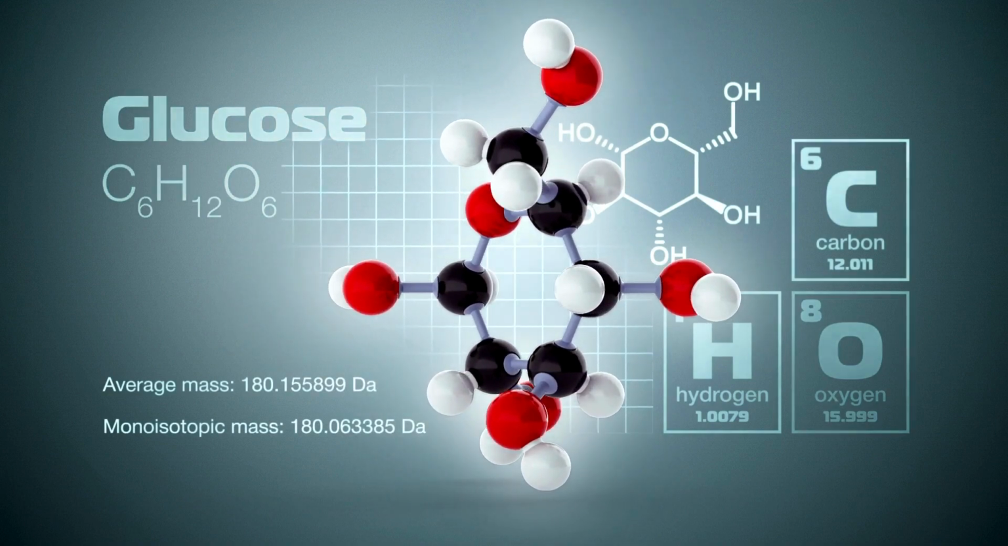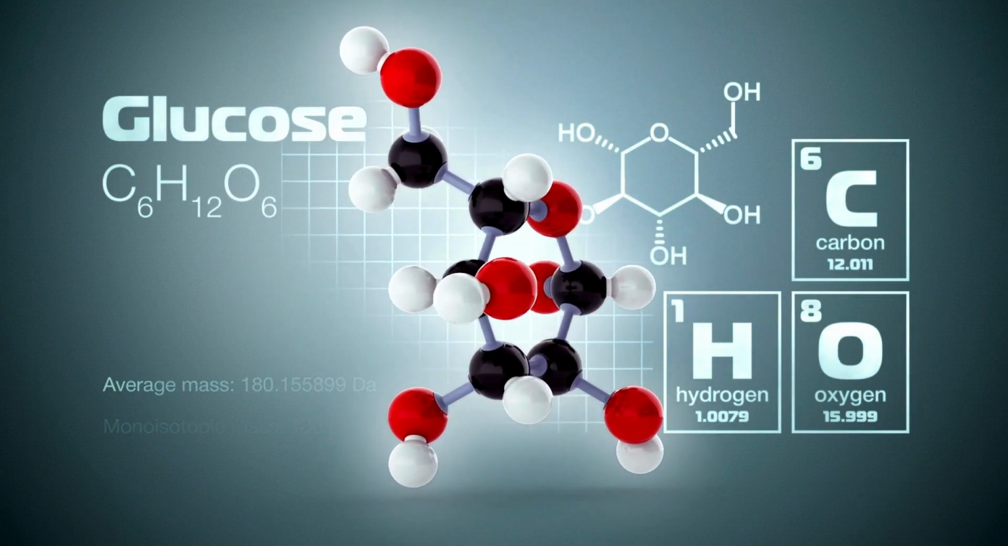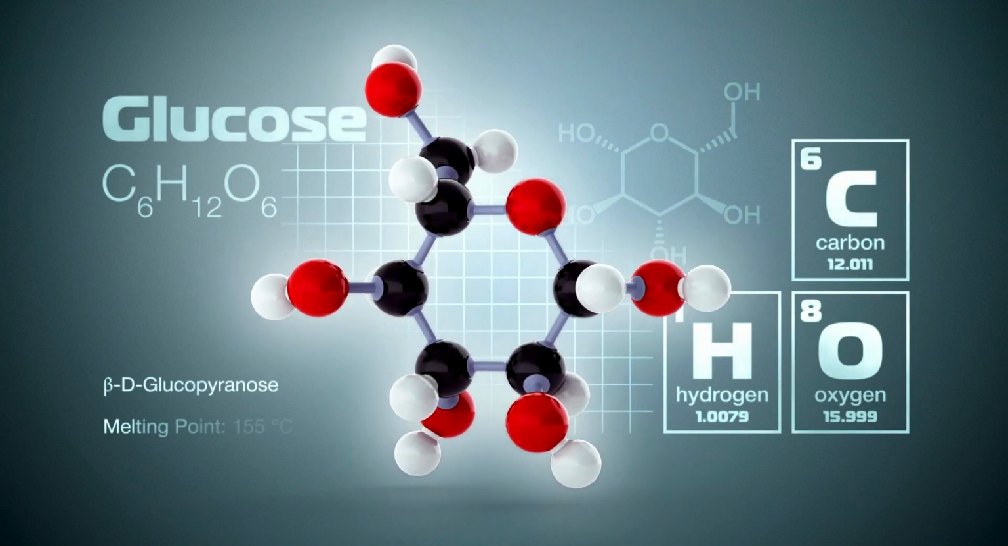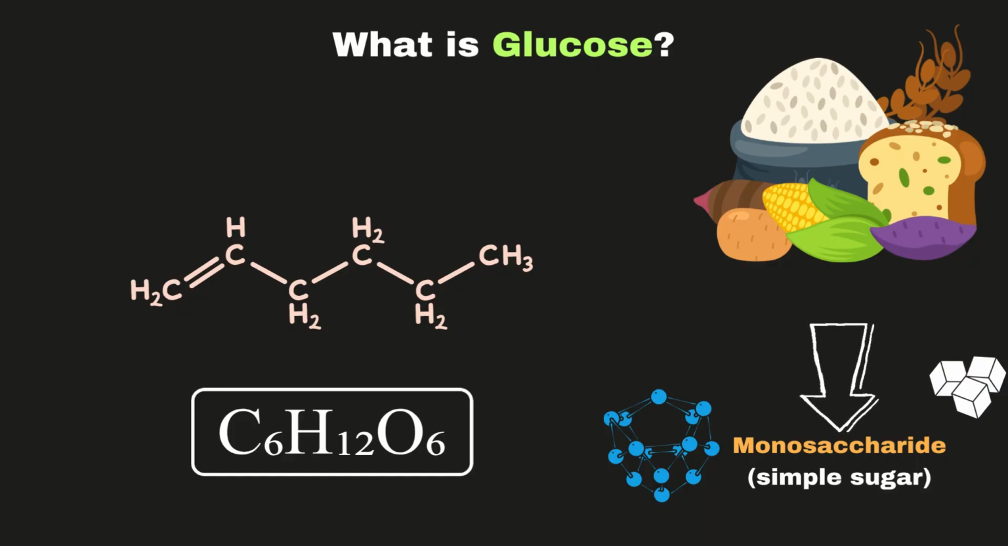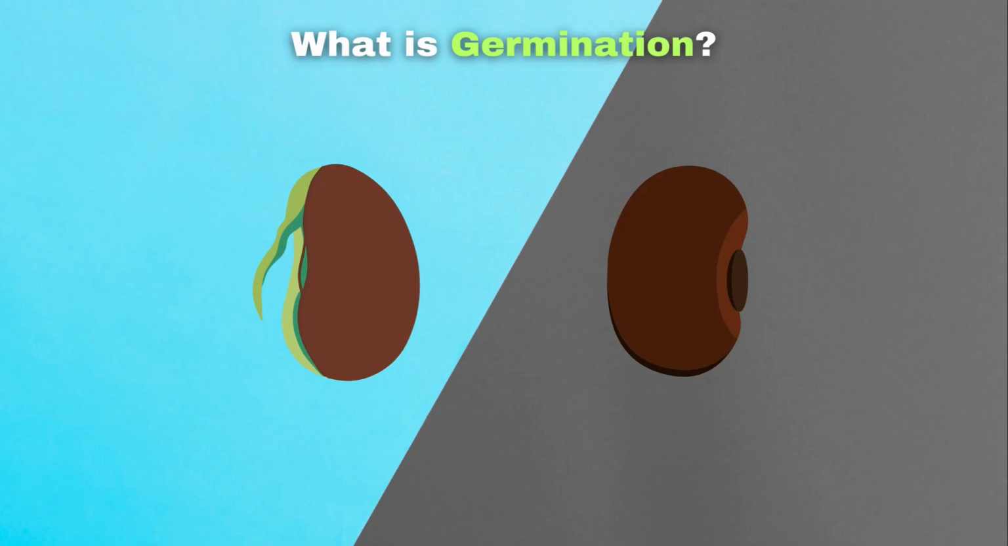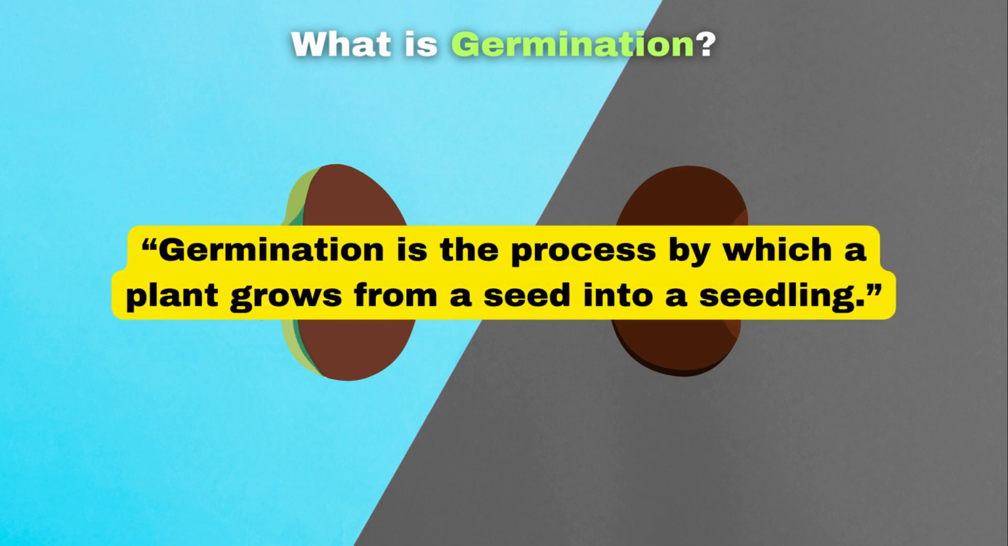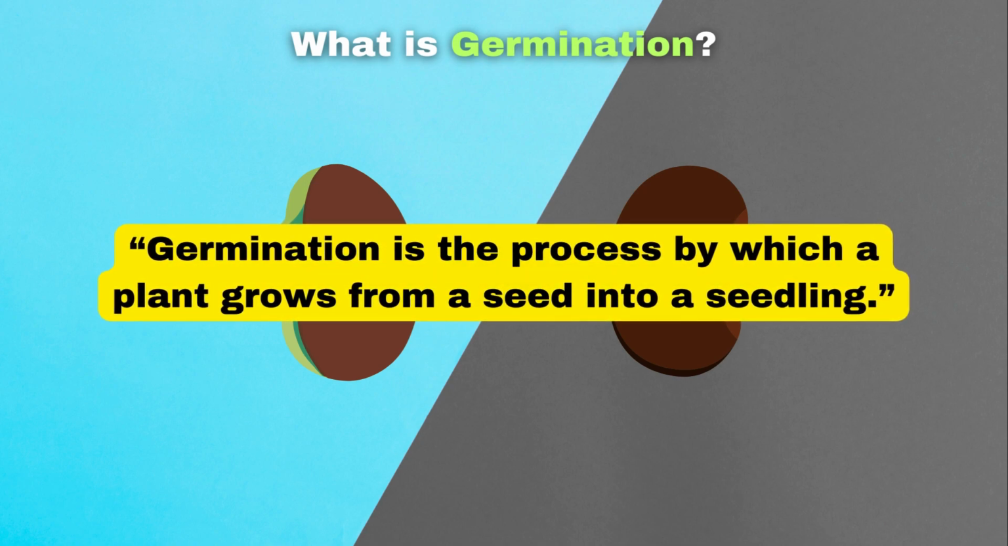Glucose. Glucose is a sugar with a molecular formula C6H12O6. Glucose is overall the most abundant monosaccharide, a subcategory of carbohydrates. Germination. Germination is a process by which a plant grows from a seed into a seedling.